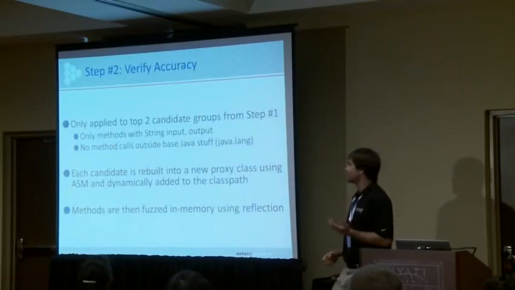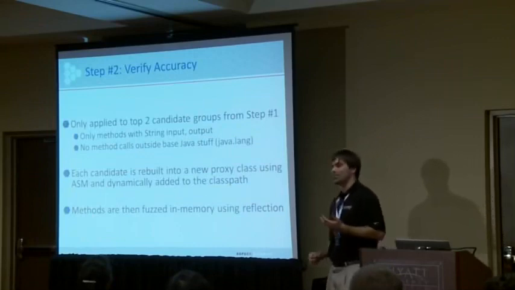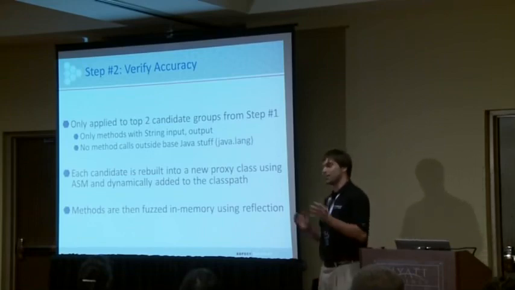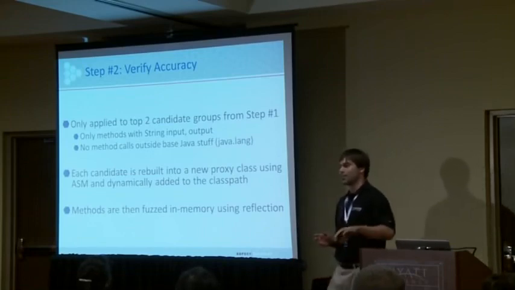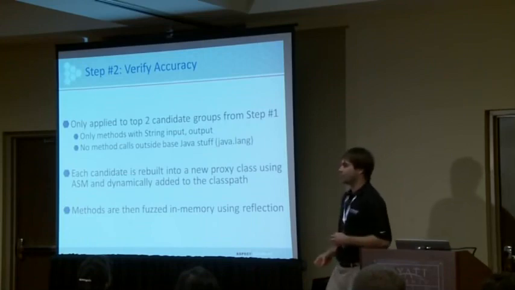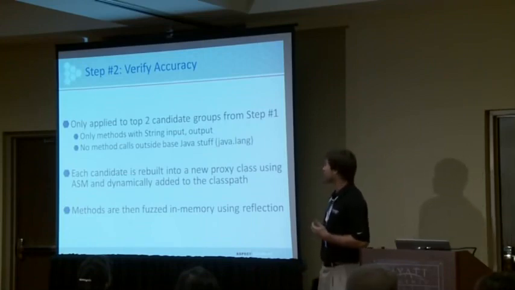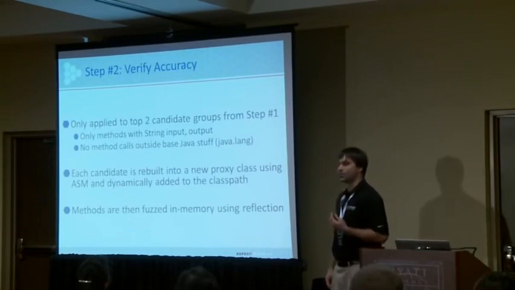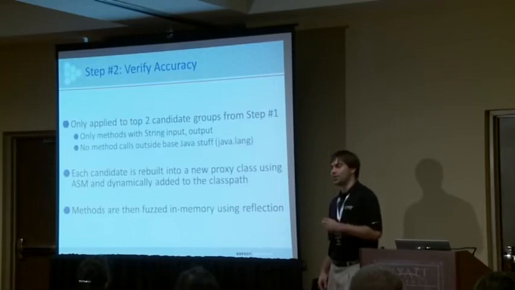So then we get to step 2. We only apply this to, again, the top 2 groups from the previous step. So if it scores 60 or above, we're going to do step 2 on it. Essentially, the first step is to weed out the vast majority of methods and reduce the number of times we have to use this, which is a very time-consuming process. So we also further narrow it down by saying we're only going to take methods that have a single string input and a string output.